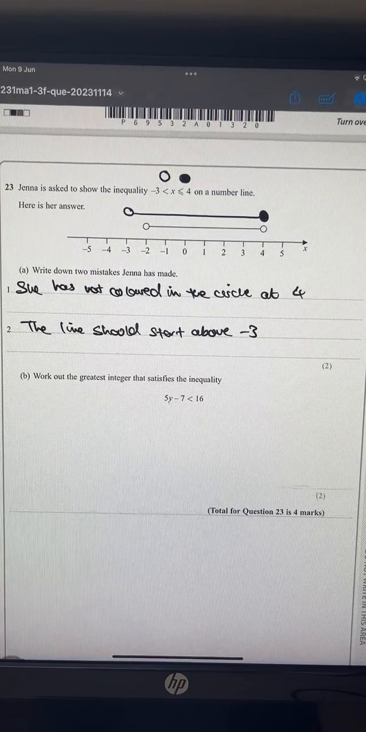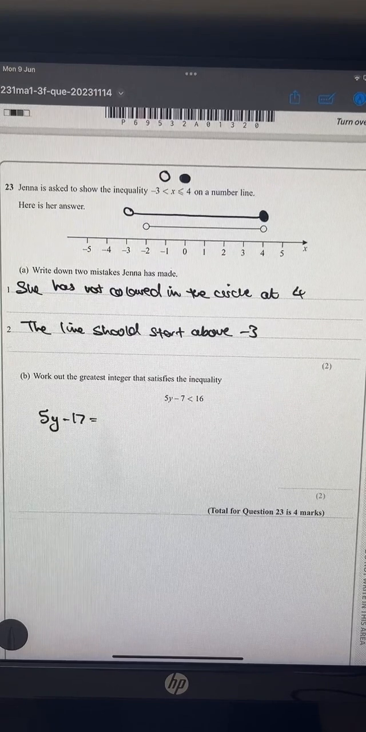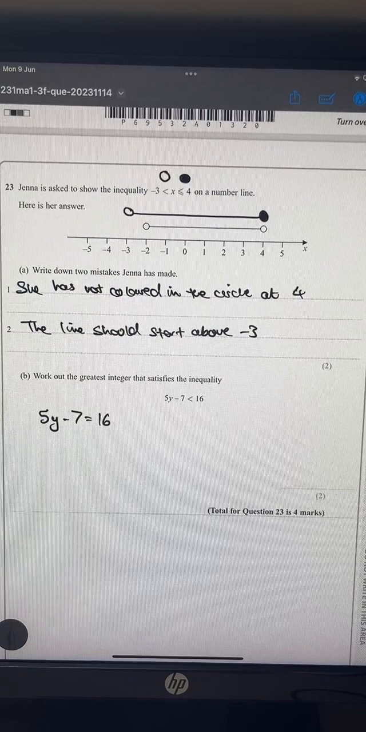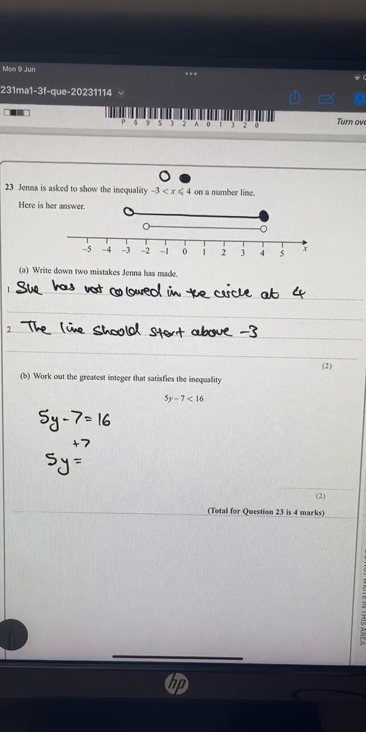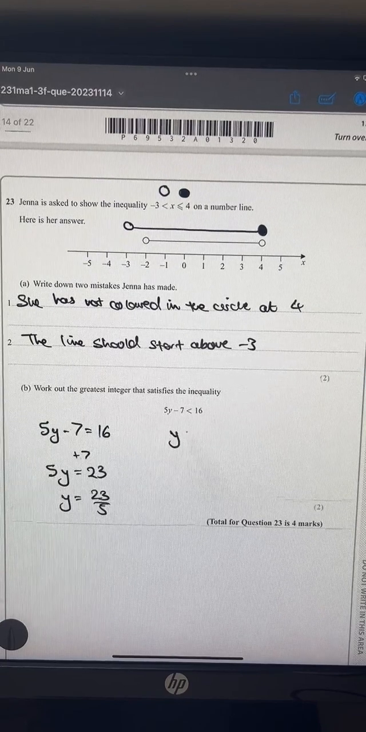So work out the greatest integer that satisfies the inequality 5y minus 7 is less than 16. Just think of this as an equation. So if I just rewrite this, 5y minus 7 is equal to 16. Let me just solve this as an equation. If I add 7 to both sides, I get 5y is equal to 16 plus 7, which is 23. If I divide through by 5, I get y is equal to 23 over 5. Now here, I can just replace it back with this less than sign.